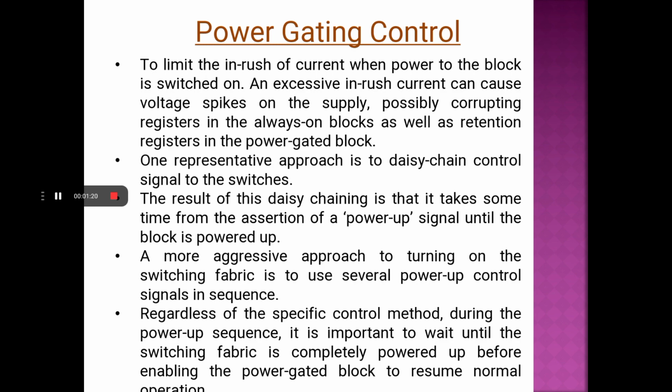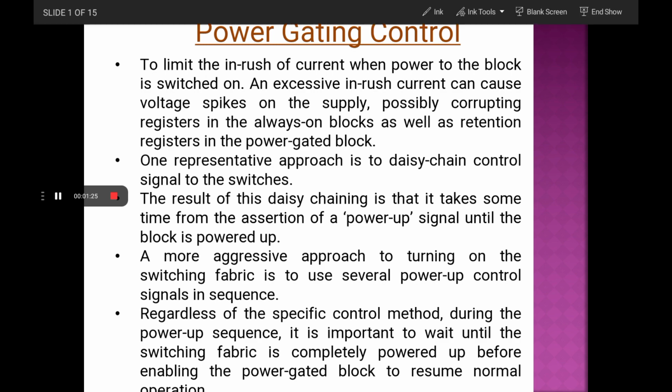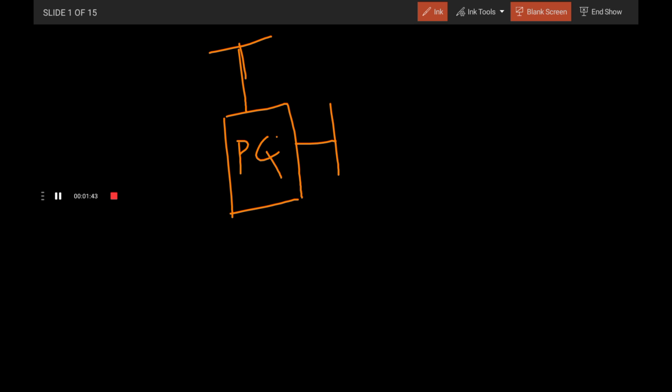So, power gating control. Generally, suppose you are taking any system, whatever it may be. Let it be considered as one circuit. This is a power gating block. You are providing a power supply to this subsystem. It is a subsystem.